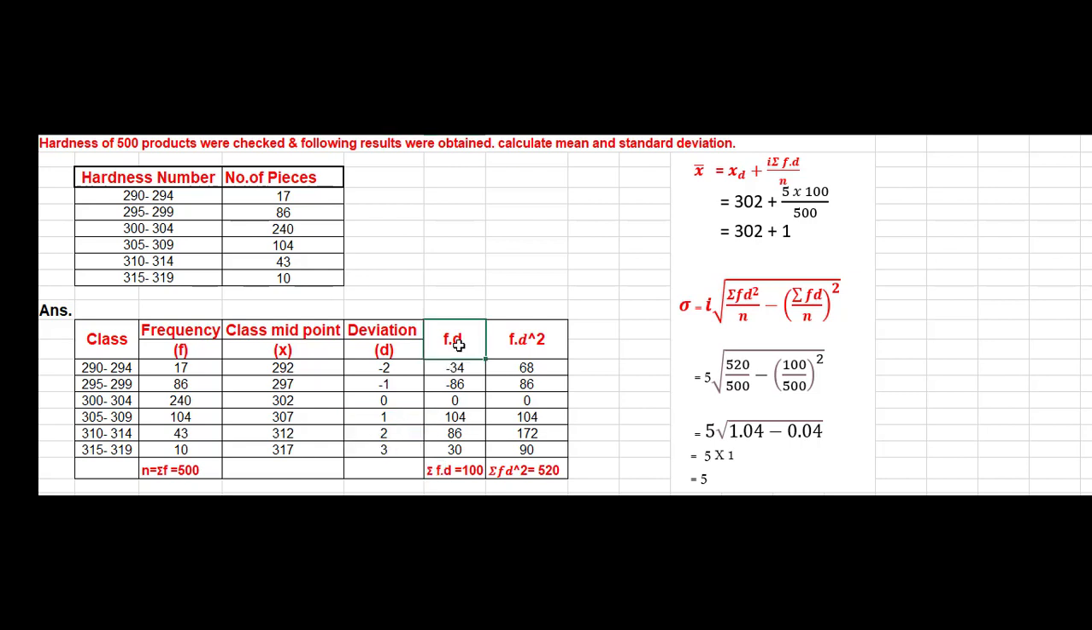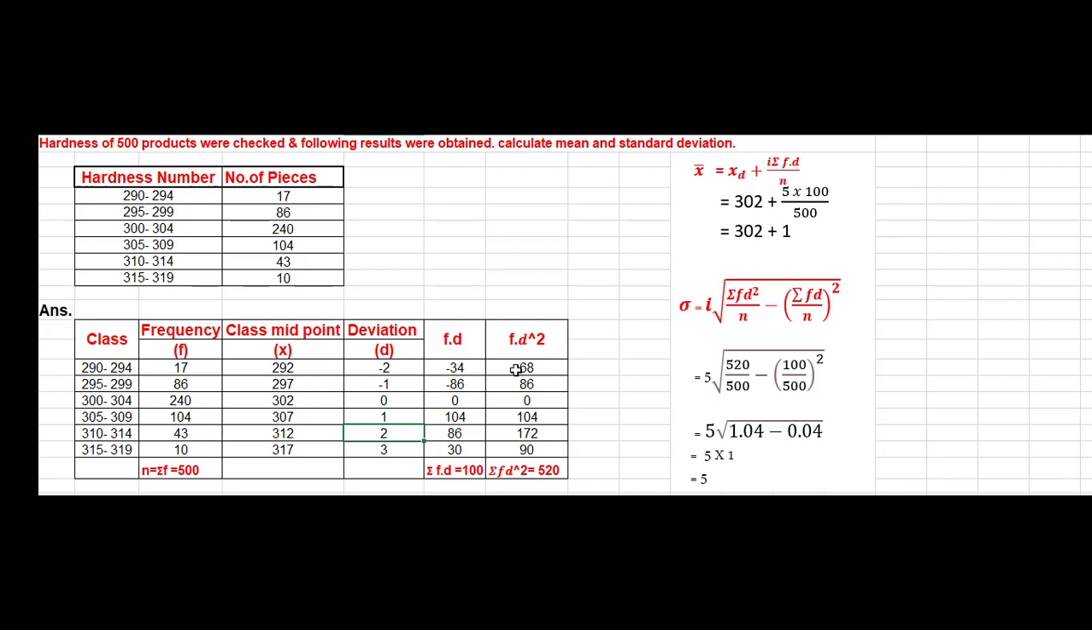Now in the next column we will find frequency into deviation, f into d. We multiply this value of 17 into -2, which gives -34. In a similar way, 86 into -1 is -86. In the same way we can find f into d for all these values by multiplying these two columns.